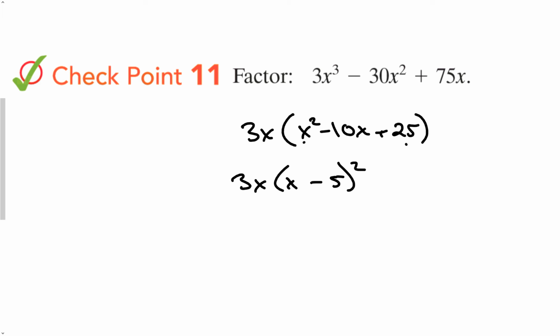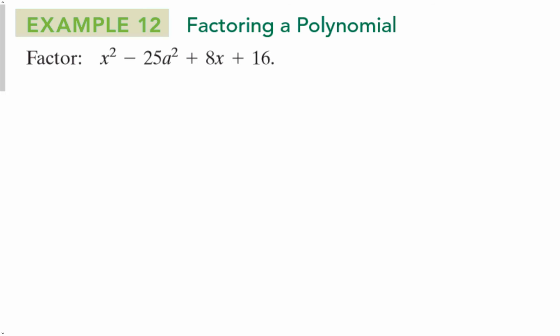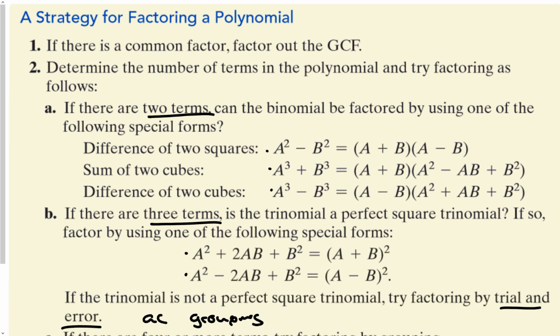Let's go through a few problems that might be a little weird, like this one. Okay, so first, step 1, is there a common factor? Well, we have x squared, 25, 8, 16. We got some x's, nothing, and an a squared. So it doesn't have a GCF. So again, how many terms does it have? If we go back to our technique sheet here, right, it's got 4 terms.